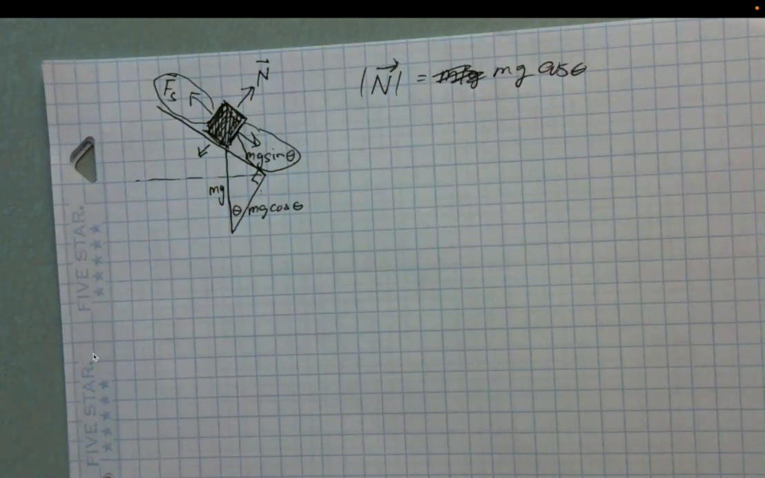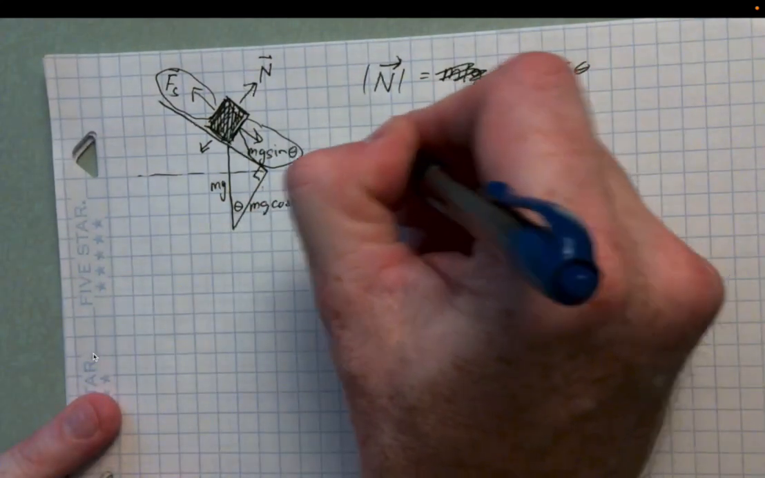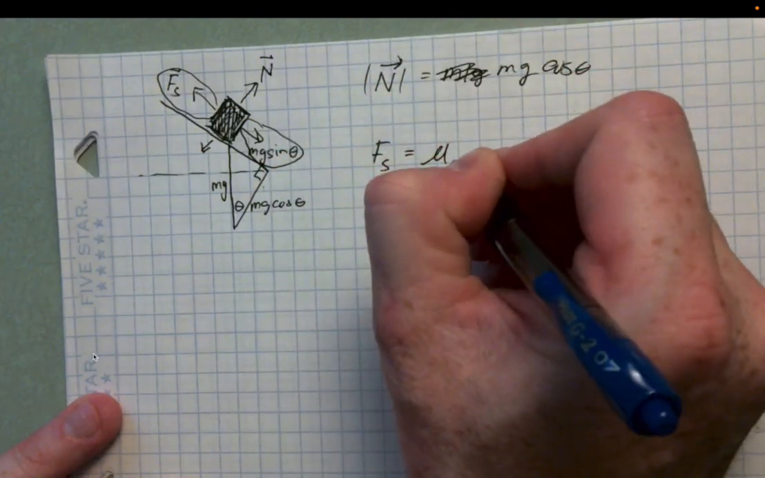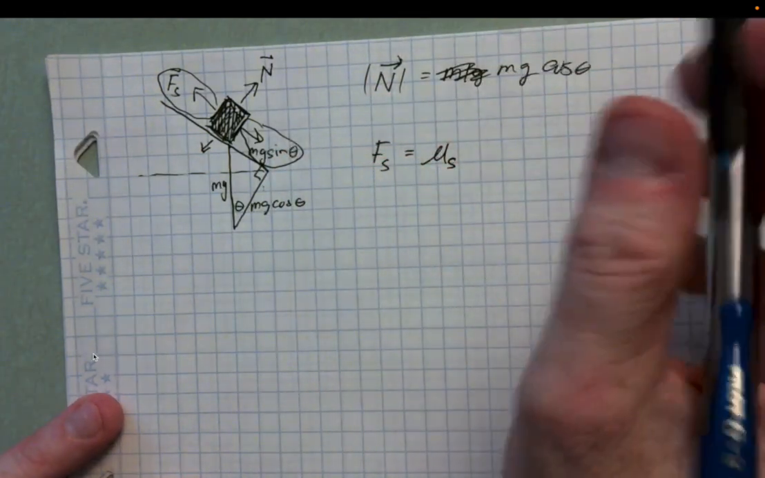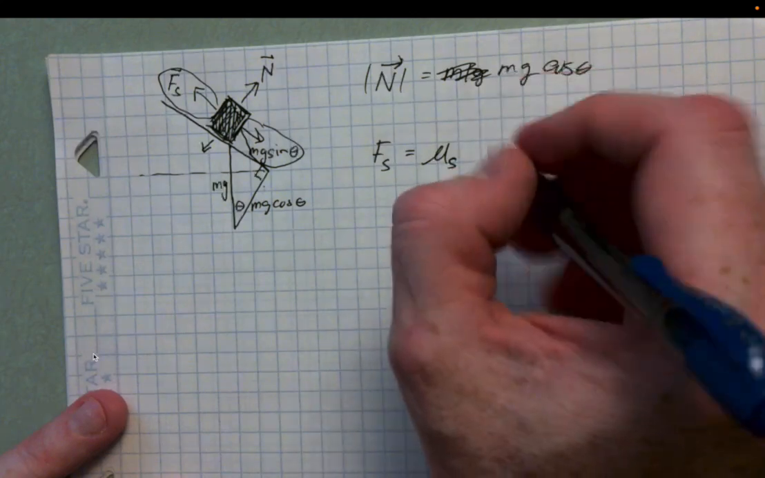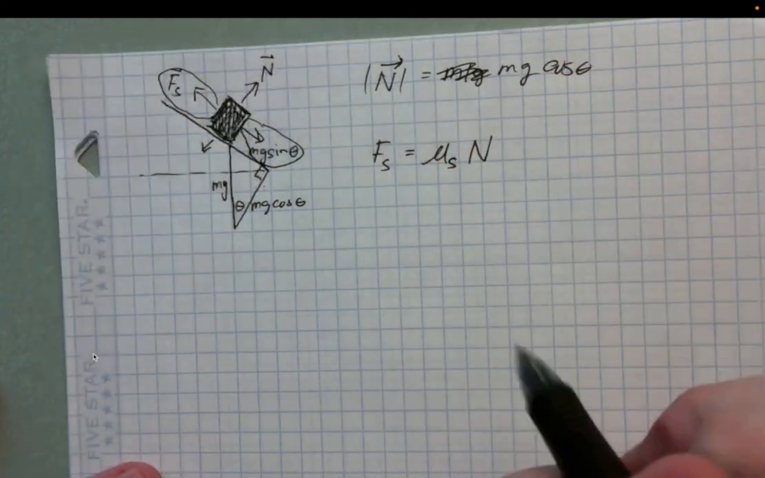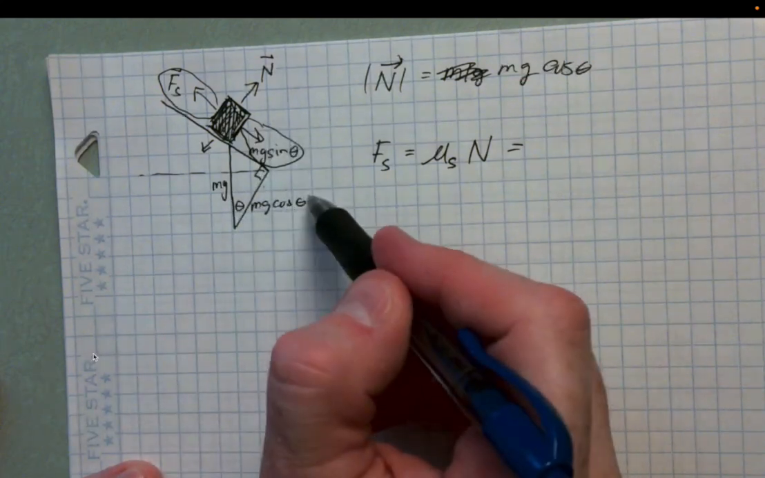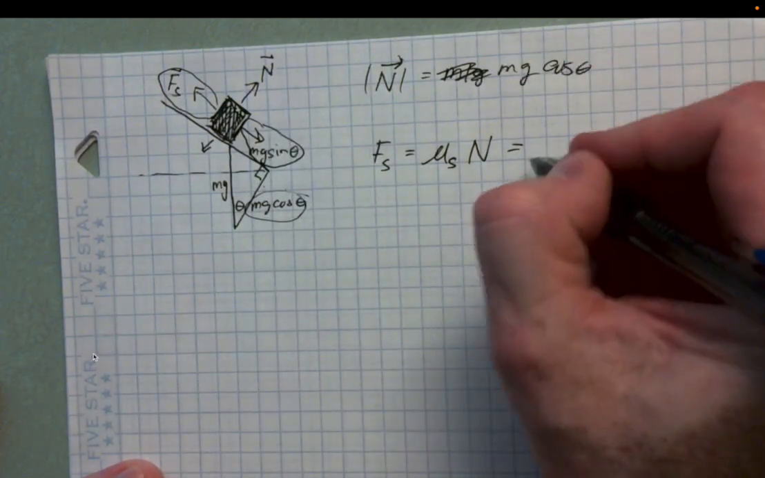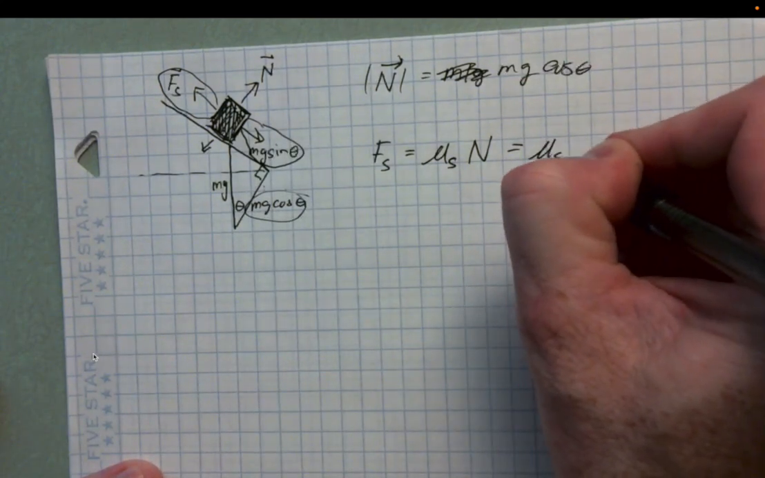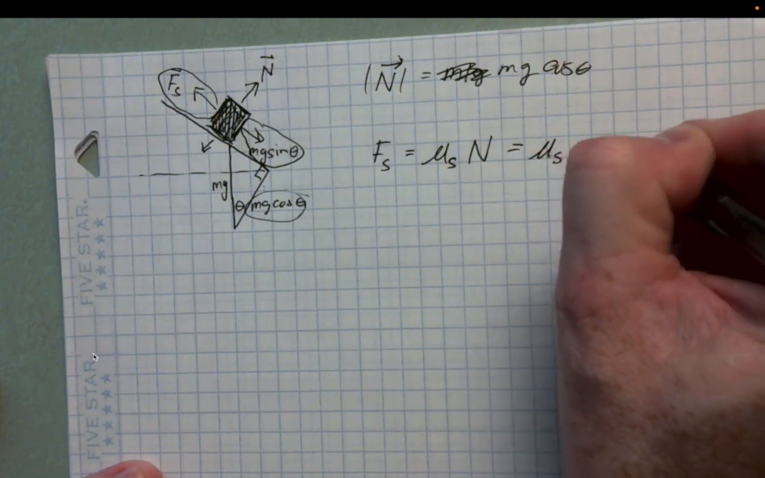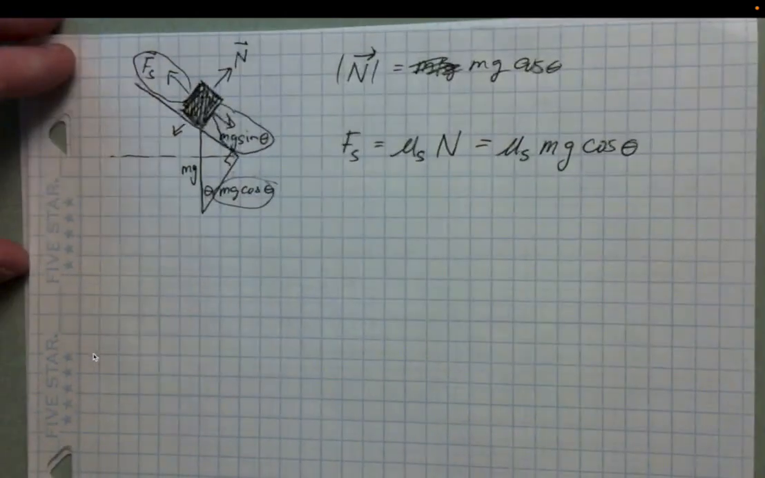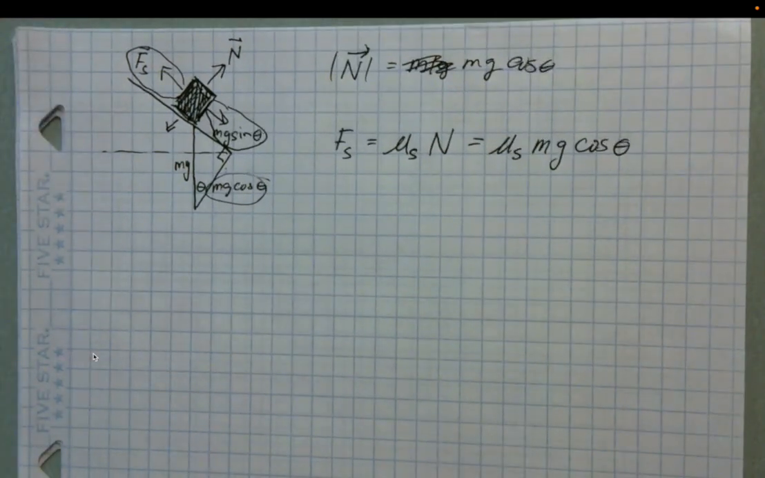So what is that static friction force? Well, we saw that the static friction force is equal to mu, the static coefficient of friction, times the normal force. And we know now that the normal force is basically this thing here, mg cos theta. So I've got mu sub s times mg cos theta. That's my static friction force.